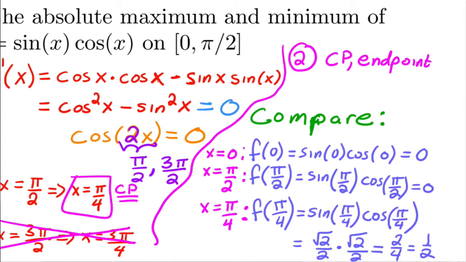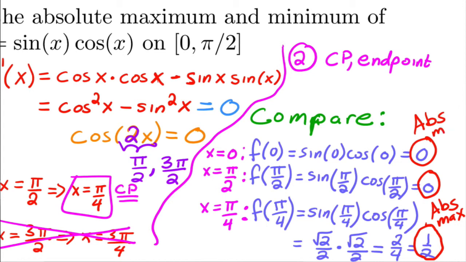So then you go, okay, my absolute maximum between these 3 values is y equals 1/2. So this is the absolute maximum. And the absolute minimum, there's 2 spots where you find the absolute minimum. The absolute minimum is 0, and it occurs at both x equals 0 and x equals pi over 2.